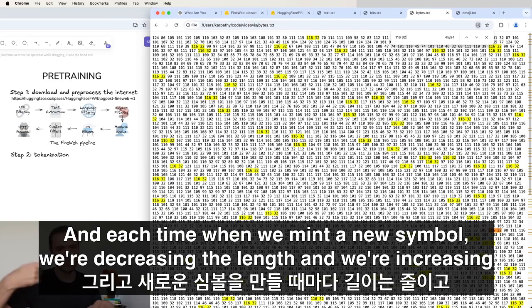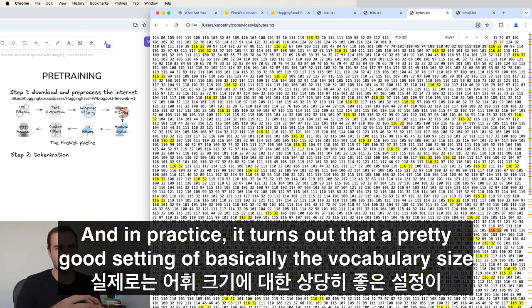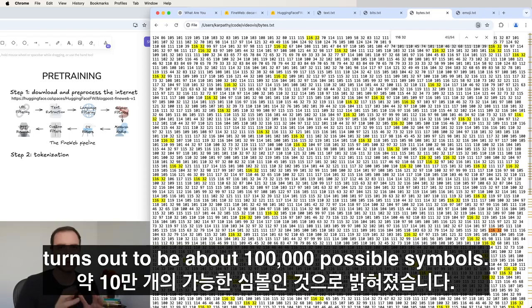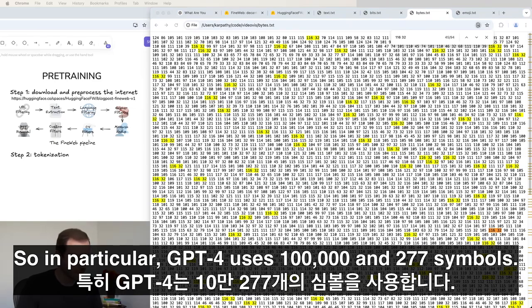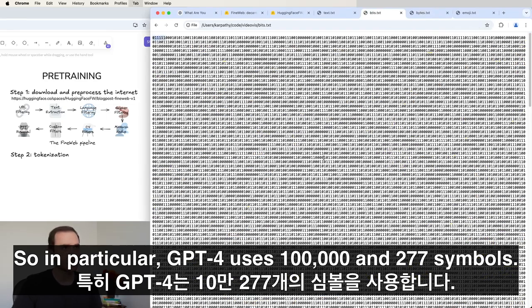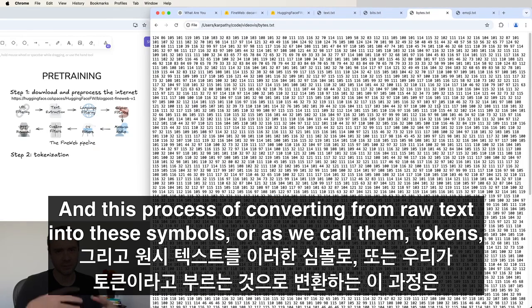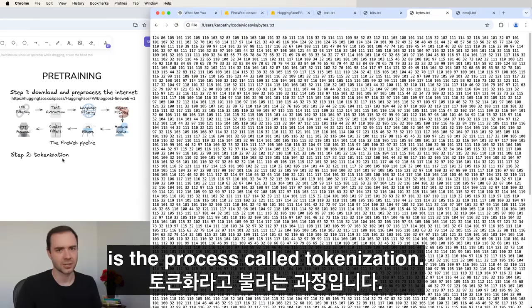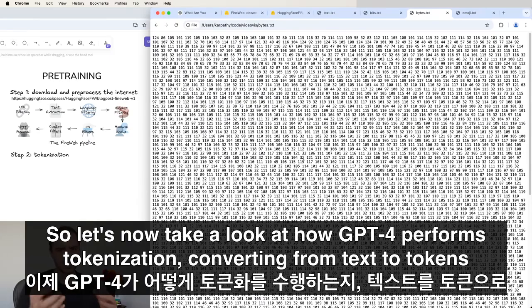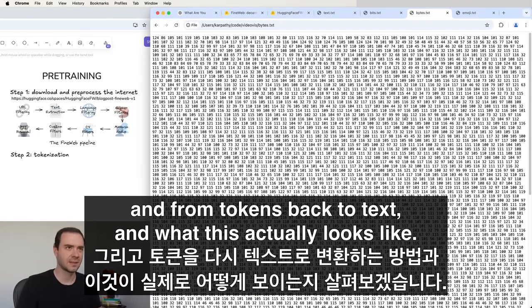And each time we mint a new symbol, we're decreasing the length and we're increasing the symbol size. In practice, it turns out that a pretty good setting of the vocabulary size is about 100,000 possible symbols. In particular, GPT-4 uses 100,277 symbols. And this process of converting from raw text into these symbols, or as we call them, tokens, is the process called tokenization. So let's now take a look at how GPT-4 performs tokenization, converting from text to tokens and from tokens back to text, and what this actually looks like.